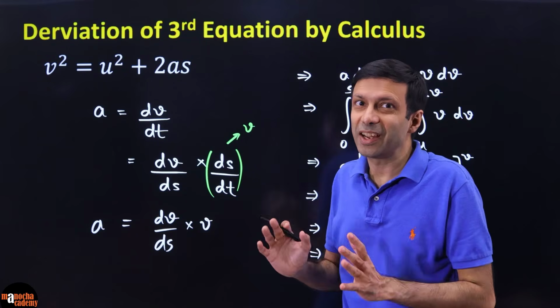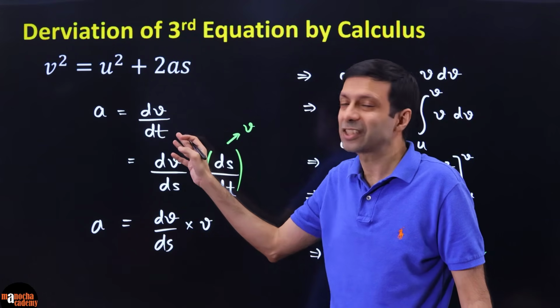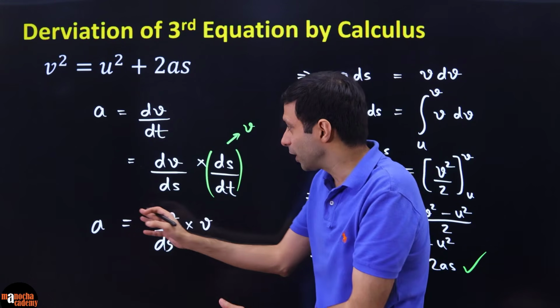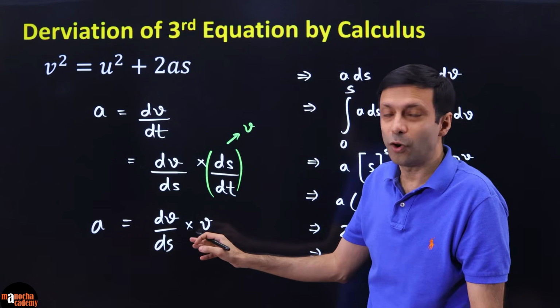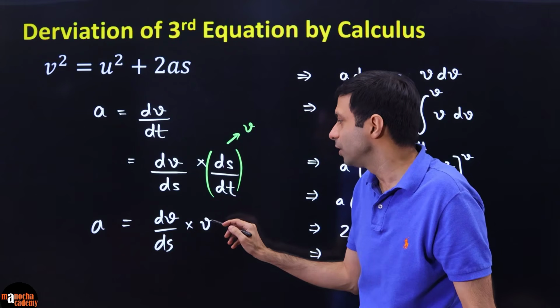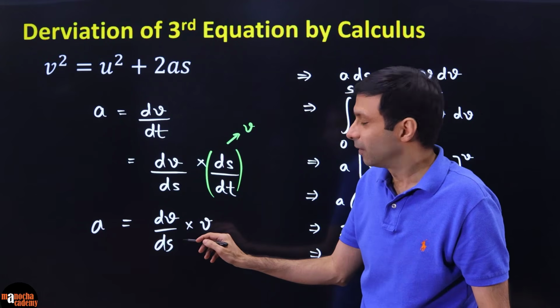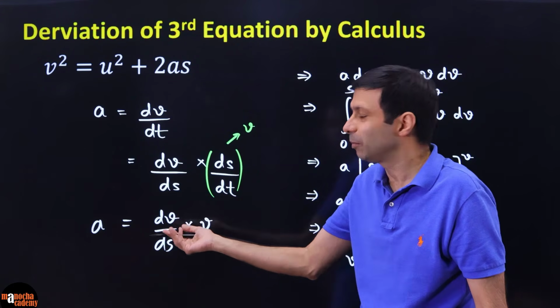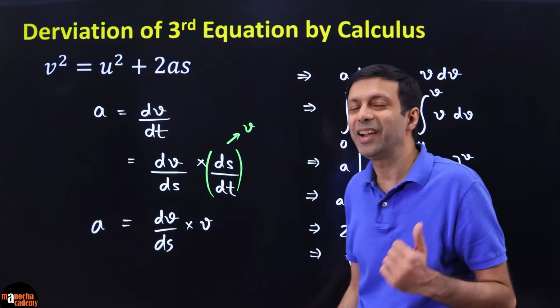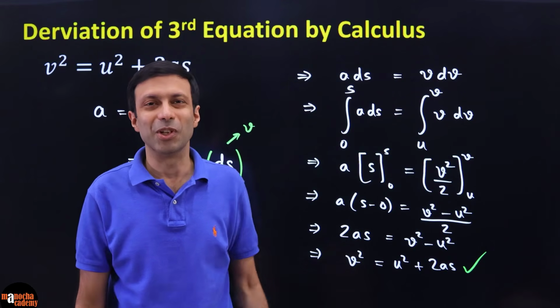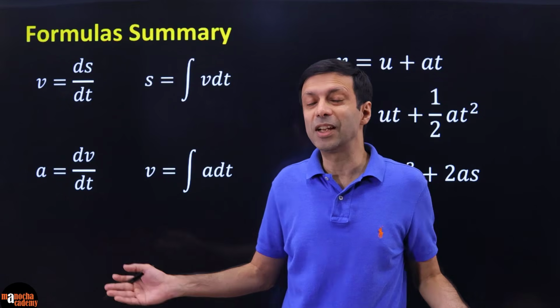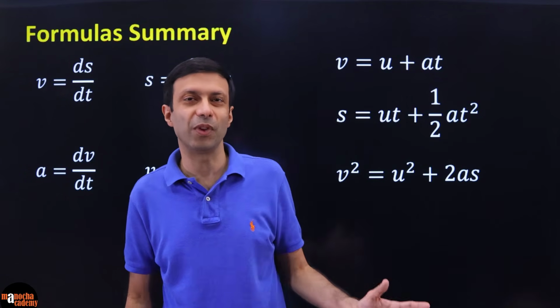The main trick again is how to start. We started with the acceleration formula, and this was the magic trick you have learned. In fact, you can see there's a new formula you have here: A equals v dv by ds, or A equals dv by ds times v, and we use this to integrate and got our third equation of motion. So simple. Here's our formula summary that will help you revise what we have learned.